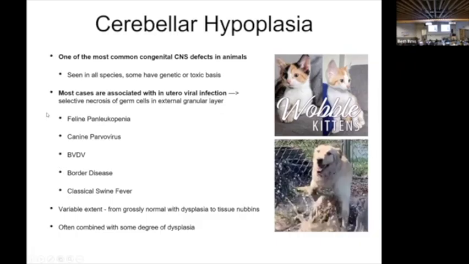It's just less common. The extent is variable, so they can be grossly normal with just some dysplasia that's seen microscopically, or you can have just nothing there but tissue nubbins. And it's often what is there is combined with some degree of dysplasia.